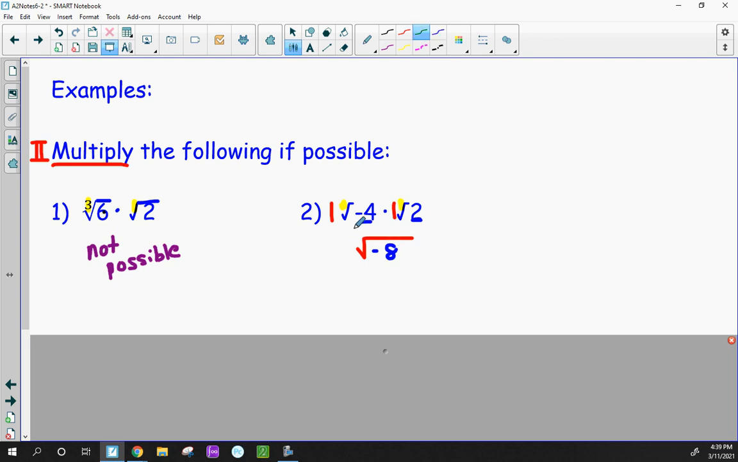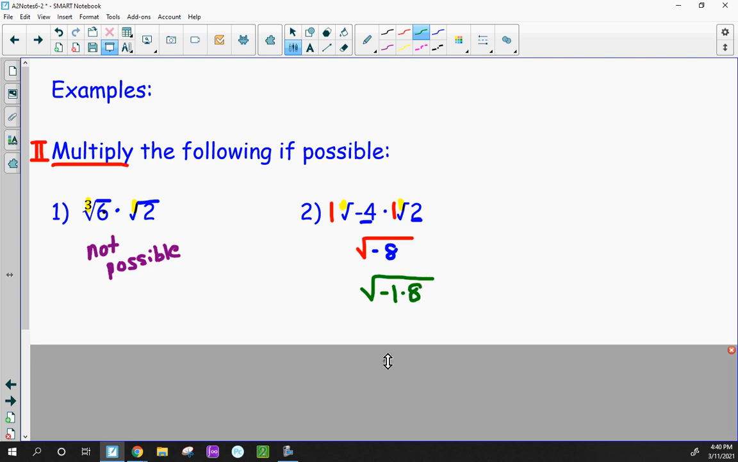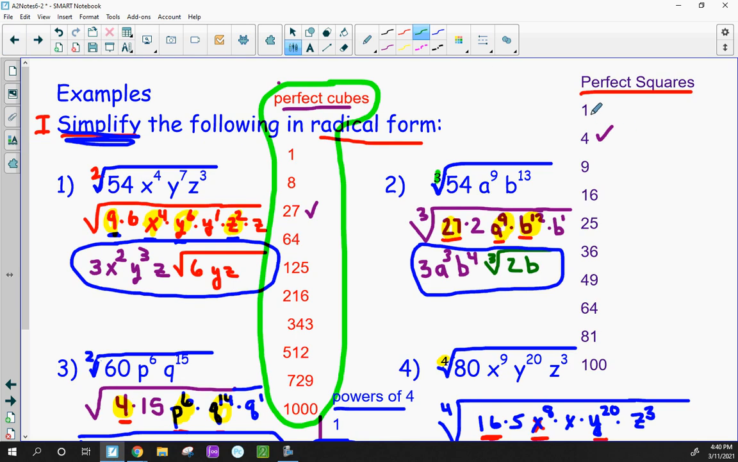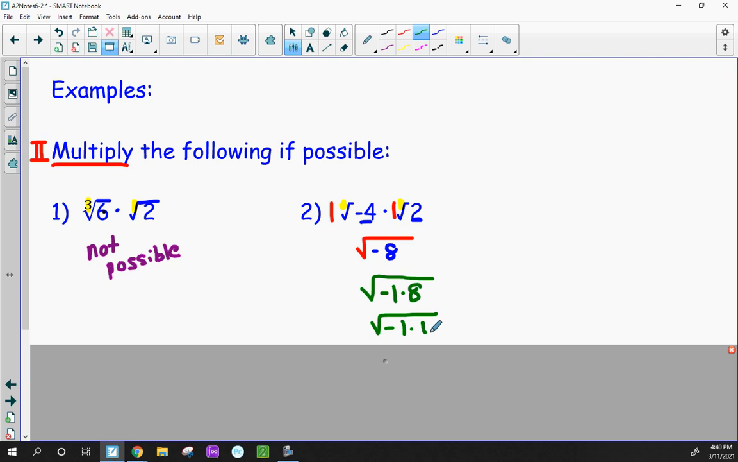Next, you're supposed to simplify this radical if possible. I see a square root of a negative 8. This is definitely imaginary because no number times itself is negative. So I'm going to write this like we did in the complex unit as negative 1 times 8. I'm then going to take it one step further and not leave 8 because we're talking about square roots and we're looking at perfect squares. 4 definitely goes into 8, and so we want to write 8 as 4 times 2.